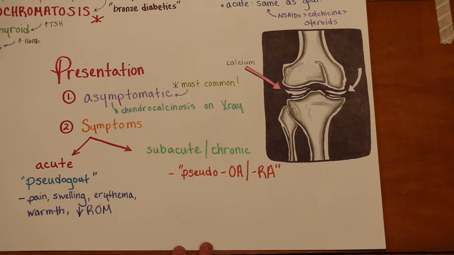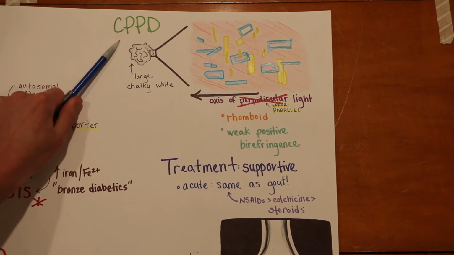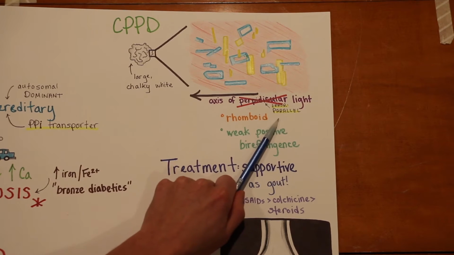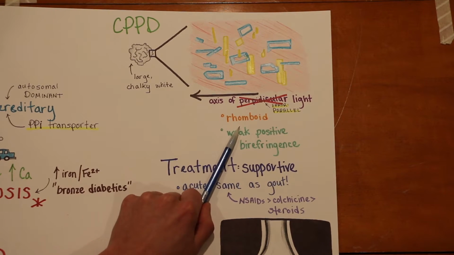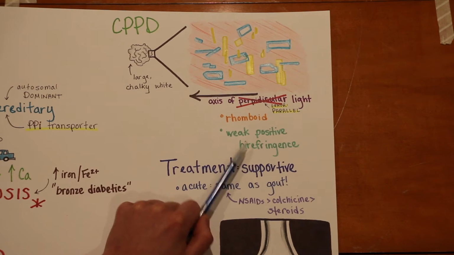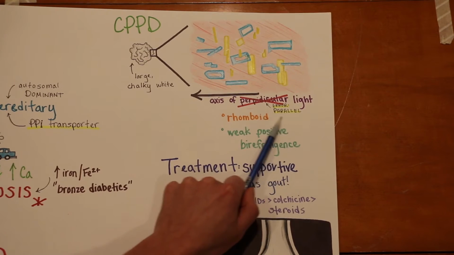Again, I will talk about the most important histology. Grossly, CPPD disease crystals are large, chalky, and white deposits that are friable. Under microscopy, the crystals will appear rhomboid in shape as opposed to the needles of gout and are weakly positively birefringent. Now that they will be yellow under perpendicular light and blue under parallel light.